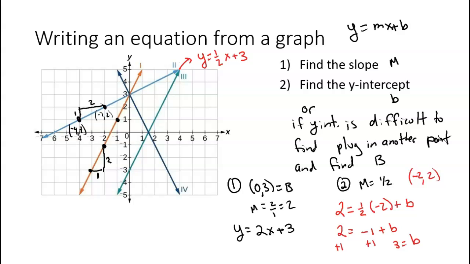Okay, so no matter how you find your b, it's either given to you or you have to plug in and solve for it algebraically. That's how we're going to write an equation from a graph. Okay, so why not pause the video and try equation number 3 and 4 right now.